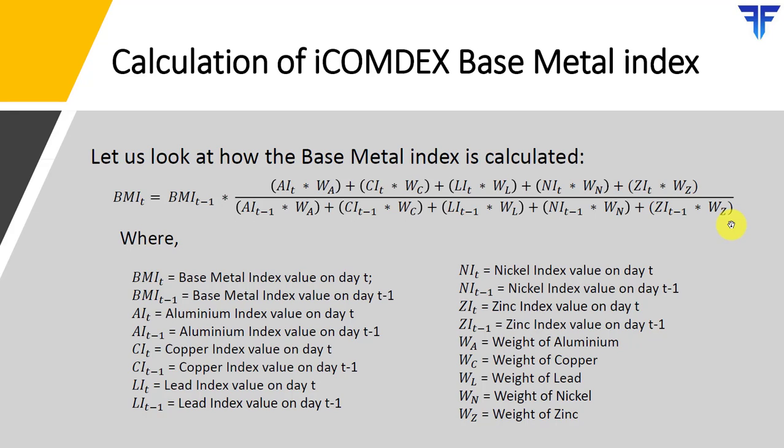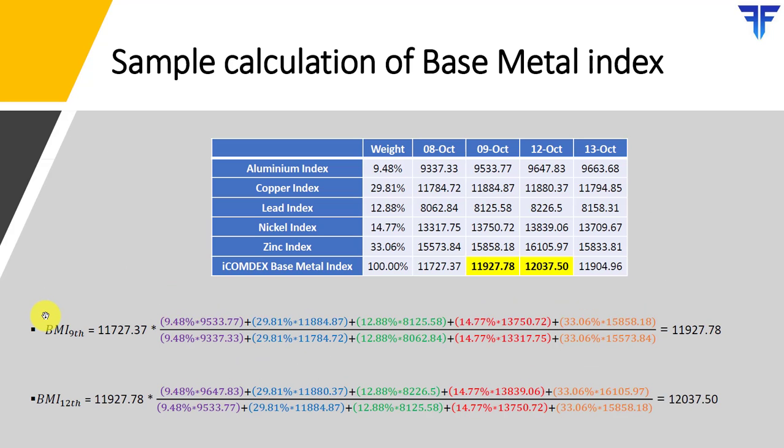If you closely observe each of the expressions in the fraction, you will see that it comprises two components: the individual base metal index value and the weight of the corresponding metal within the index. The only difference between the numerator and the denominator is that the numerator consists of index values that belong to the current session, while the denominator consists of index values that belong to the previous session.